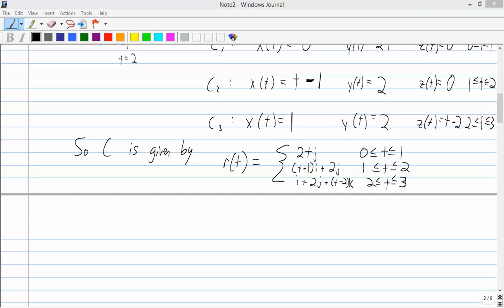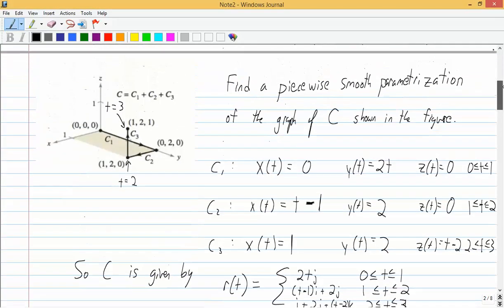Is that the final answer? Okay, back at the top, when you got the t equals 2 and t equals 3, where did that?